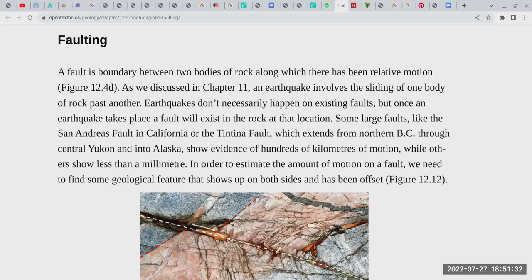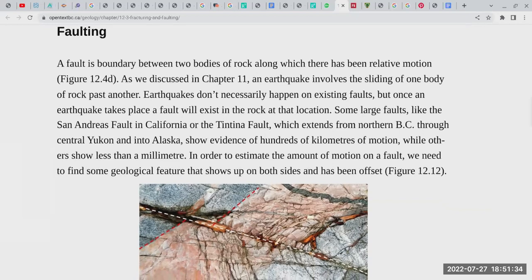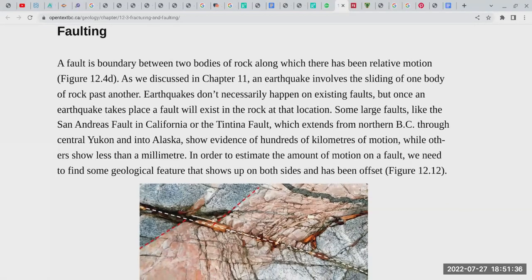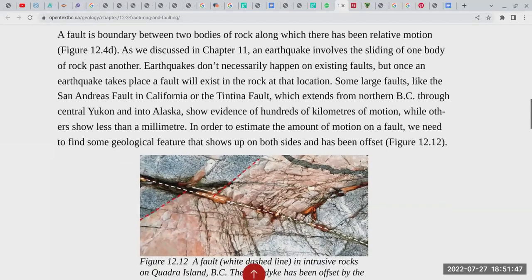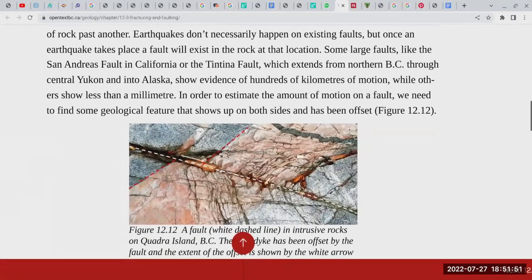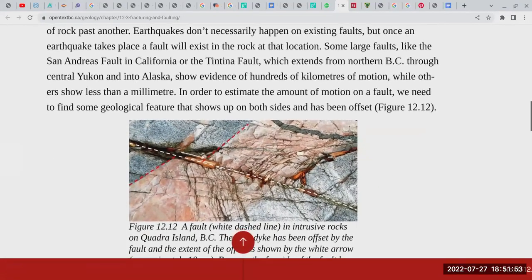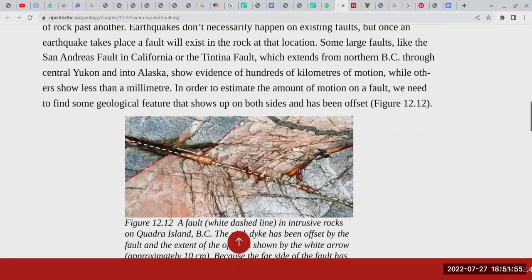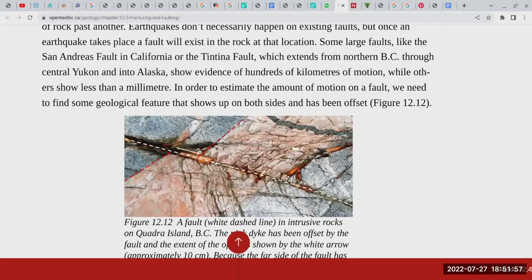It says earthquakes don't necessarily happen on existing faults, but once an earthquake takes place, a fault will exist in the rock at that location. Some large faults, like the San Andreas Fault in California, which extends from northern BC through the central Yukon to Alaska, show evidence of hundreds of kilometers of motion, while others show less than a millimeter. So look at this example here.